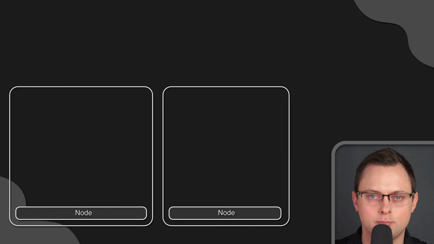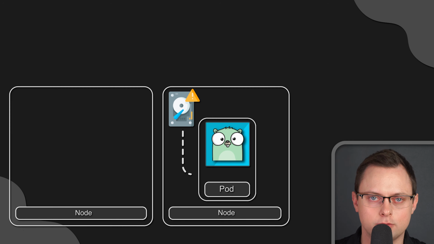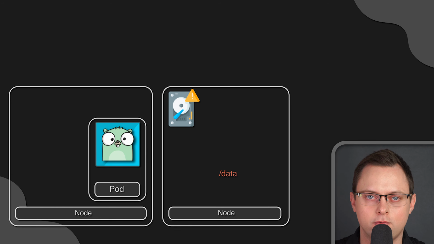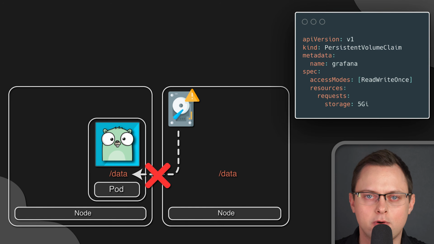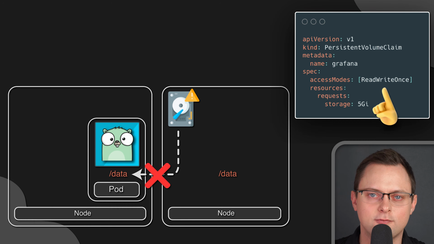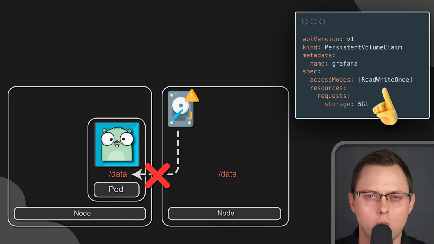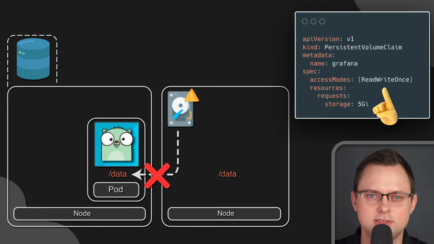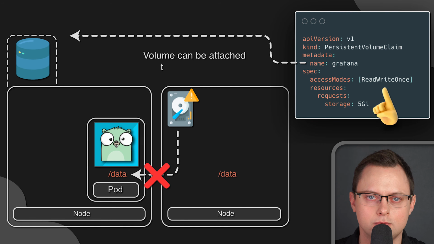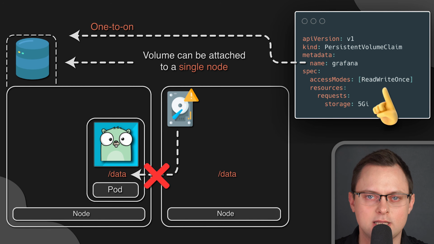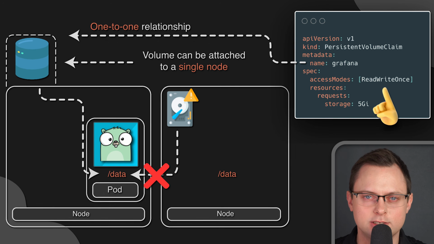If your application maintains some kind of internal state and saves it locally on the disk, when the pod gets rescheduled, your application can lose all its data. Most cloud providers allow you to create persistent volumes with read-write-once mode. You can think of it as a single volume being attached to one pod at a time, establishing one-to-one relationship.